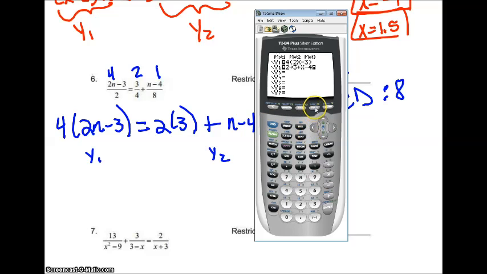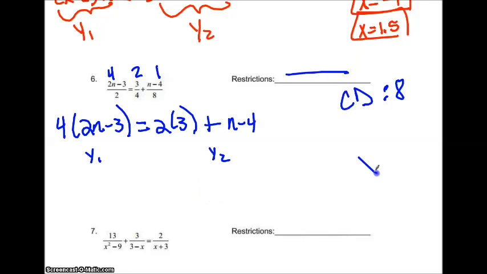Second calc, 5, let it draw. They only cross once, that means I only have one answer. Enter, enter, enter. X equals 2. And that is my solution.